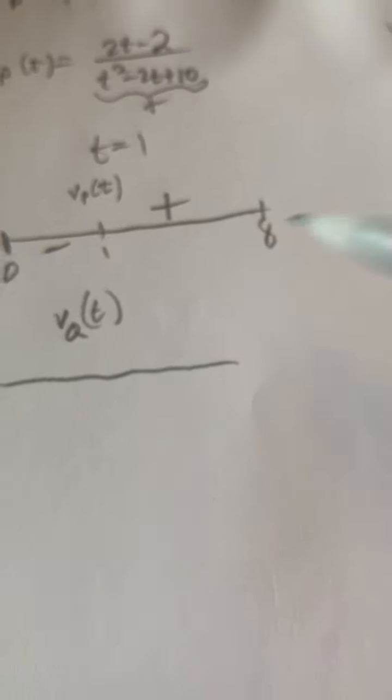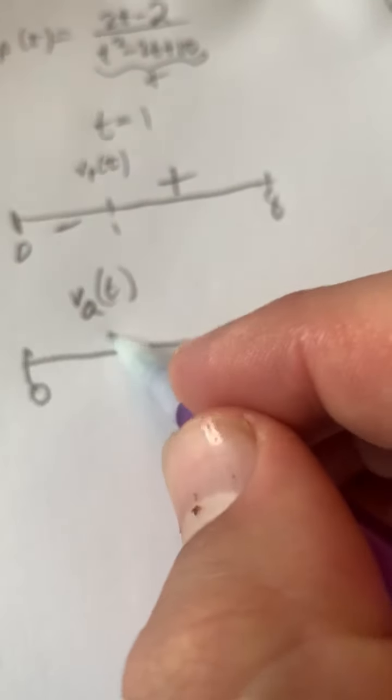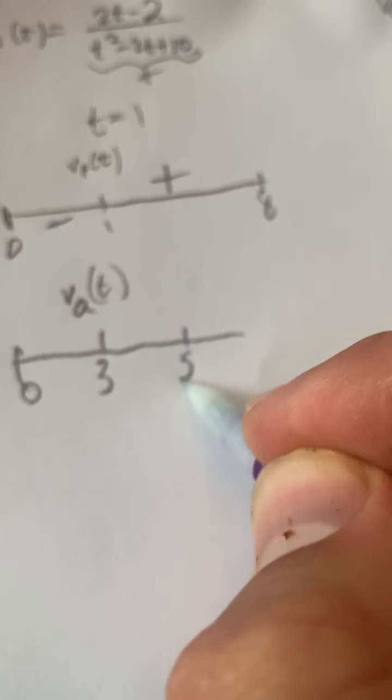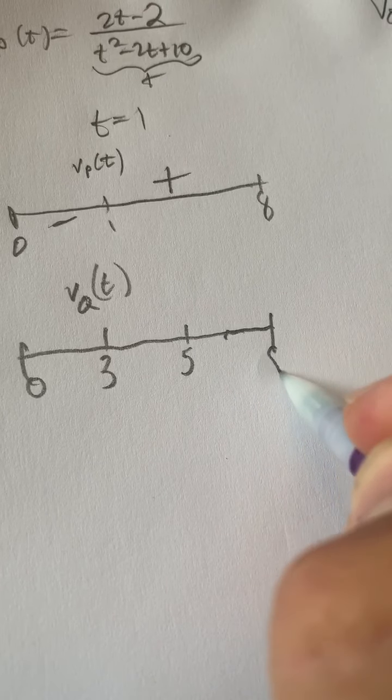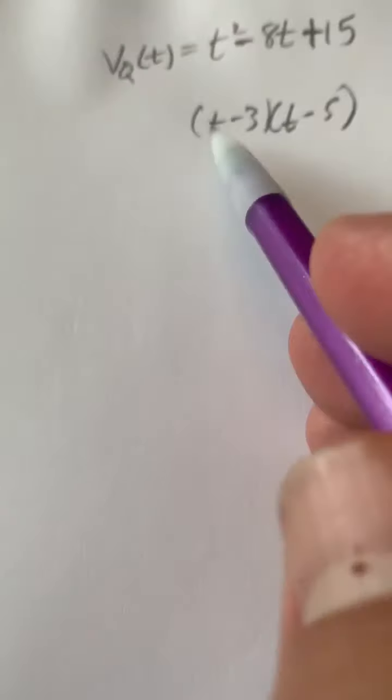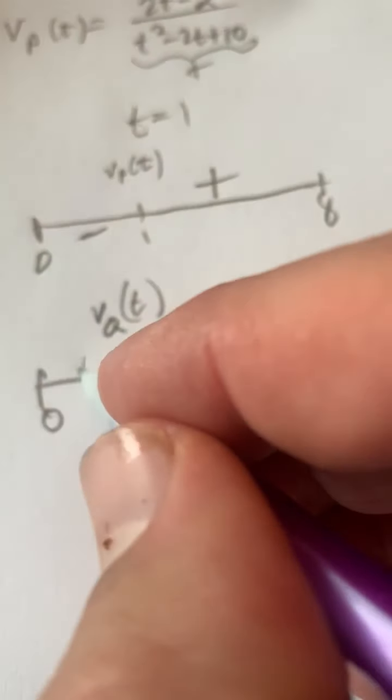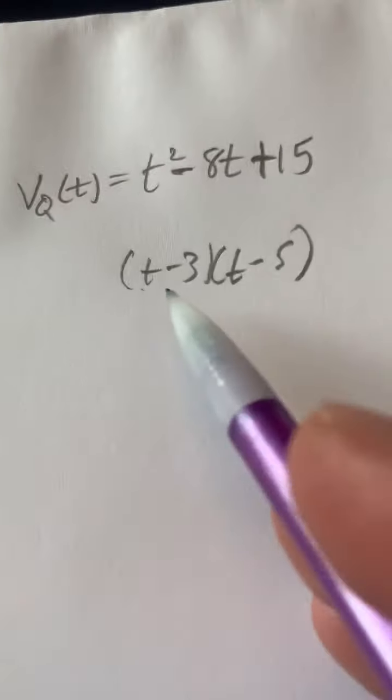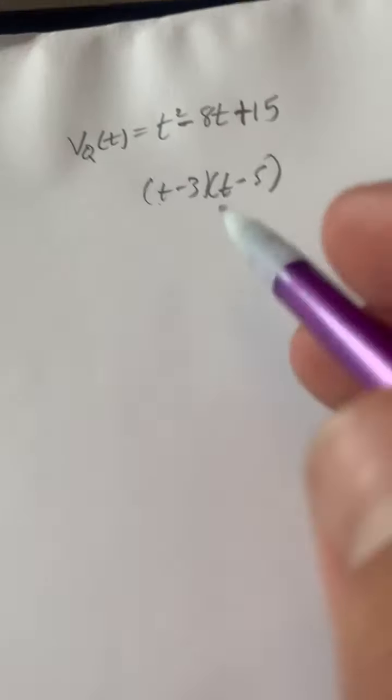So if I'm doing a sign chart for the velocity, I got a 0, 3, 5, and an 8. And obviously it's not lined up that great, but if I put in, say, a 2, this would be negative, negative, which gives me positive. If I put in a 4, I get positive, negative, which gives me negative. And if I put in say 6, I get positive, positive, which gives me positive.